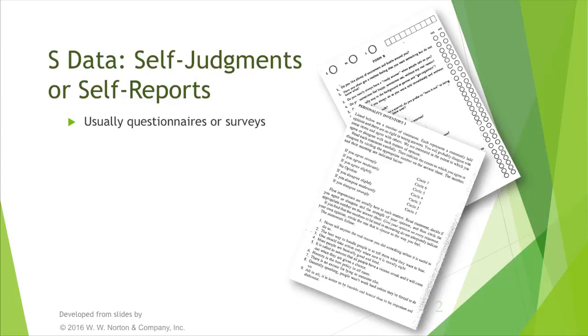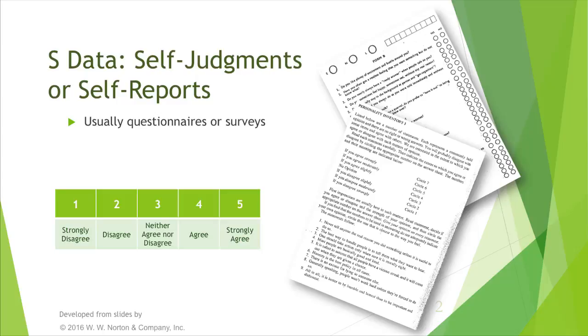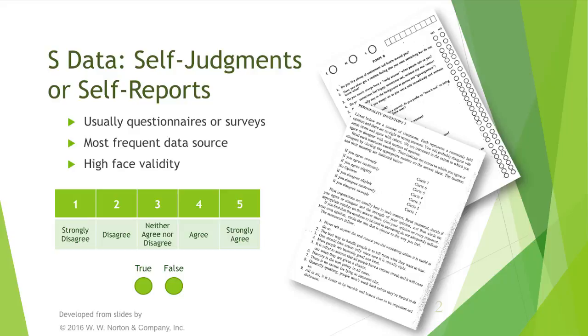Some questionnaires or surveys ask the respondent to indicate their agreement with a statement about themselves on multi-point Likert scales, such as this 5-point scale ranging from 1, strongly disagree, to 5, strongly agree, while others have even simpler true-false responses. Questionnaires or surveys aren't restricted to rating scales. Some also have open-ended response options as well.